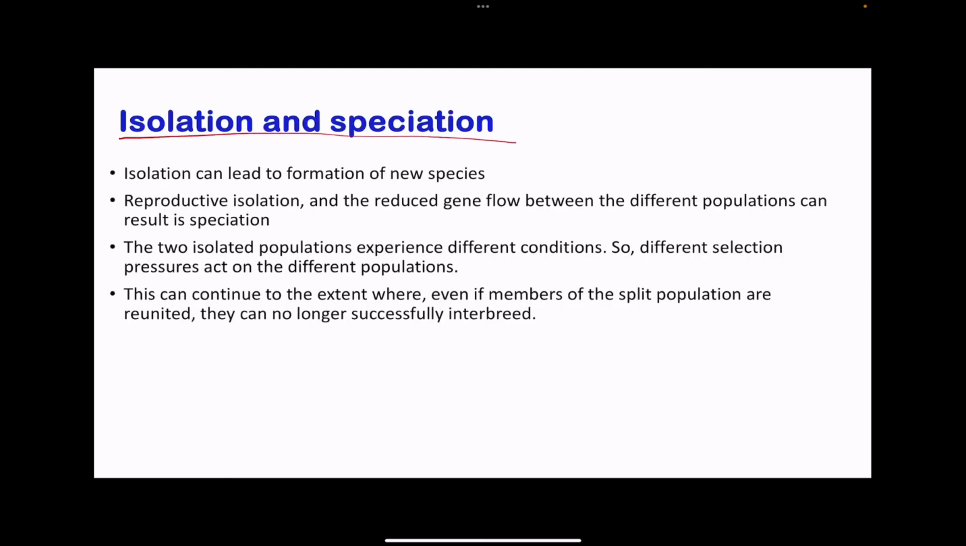Looking at isolation and speciation, and again, we're going to see the two different types of speciation later on. We know that when organisms are isolated, there is going to be less gene flow between them, and this can lead to speciation. Because the two isolated populations are going to experience different conditions, they're going to have different selection pressures, and if there is variation between them, certain features are going to be selected for based on the selection pressure within that area, and those alleles are going to increase in frequency within that specific population, and over time, speciation is going to occur.